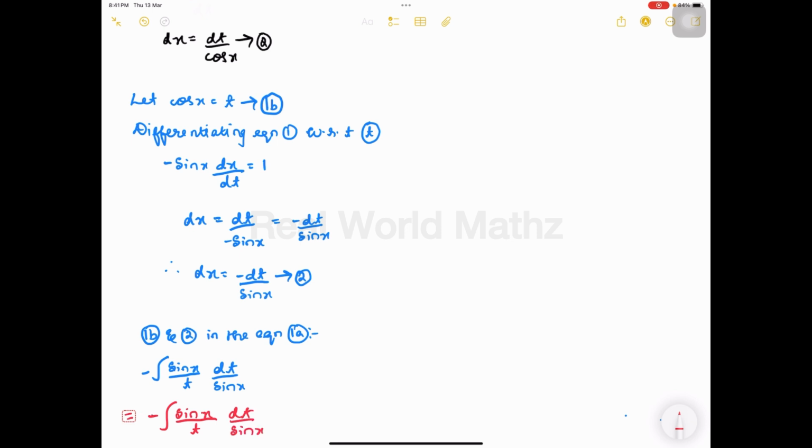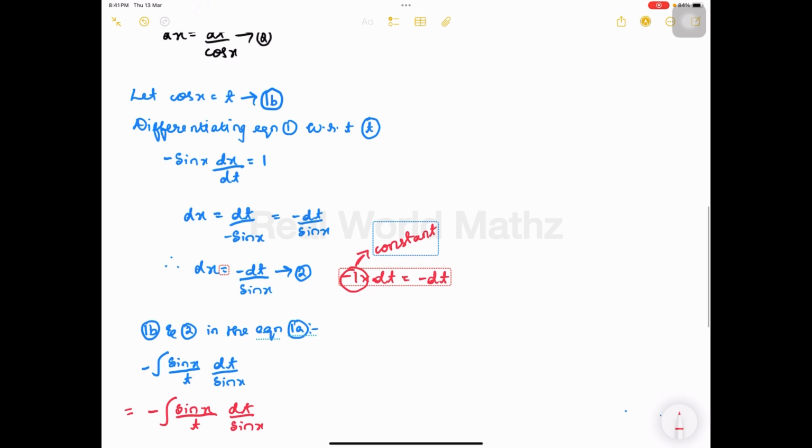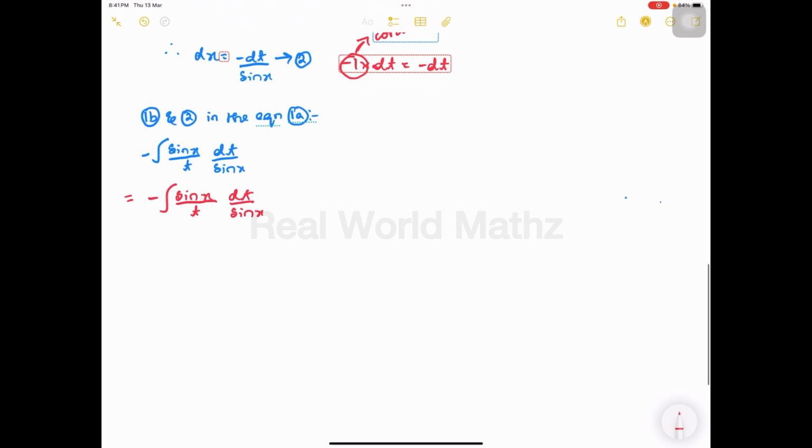I hope you understood why we are taking minus out, because here we get minus dt by sin x. Now minus dt can be written as minus 1 into dt. Minus 1 is a constant, and whenever we are taking the integral of a constant we bring it out. Similarly, I have taken out minus 1 outside, put it over here as minus. If you notice, sin x gets cancelled. We are left with minus integral of 1 by t dt.